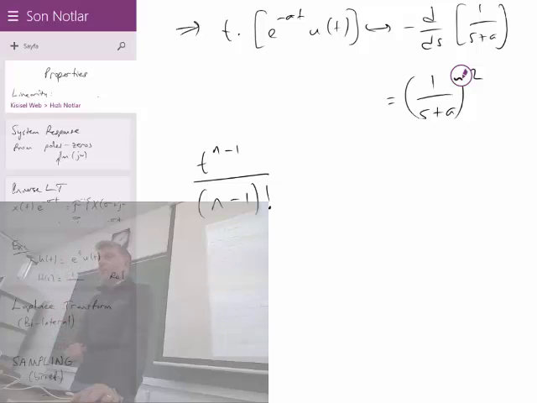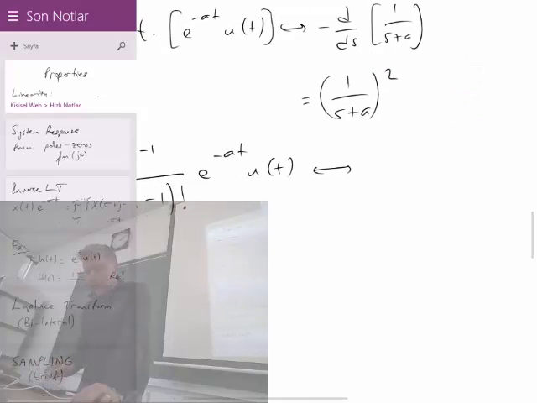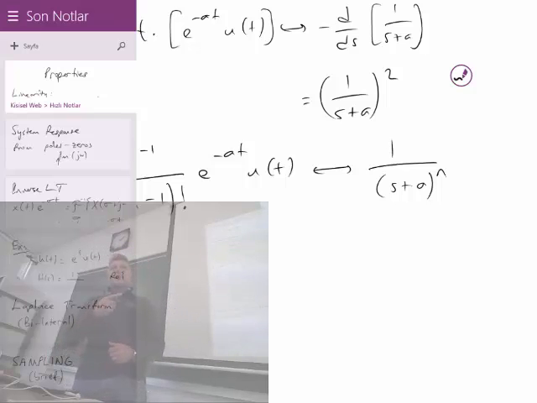the power factorial in the denominator: t to the n minus 1 over n minus 1 factorial times e to the minus at u of t will have a Laplace transform equal to 1 over s plus a to the power n. So if you multiply with 1 t, it will be 1 over s plus a squared. If you multiply it with t squared and divide by the factorial of 2, which is also 2, then you will have 1 over s plus a cubed. And it always goes on like this. The formulation can be generalized like this.